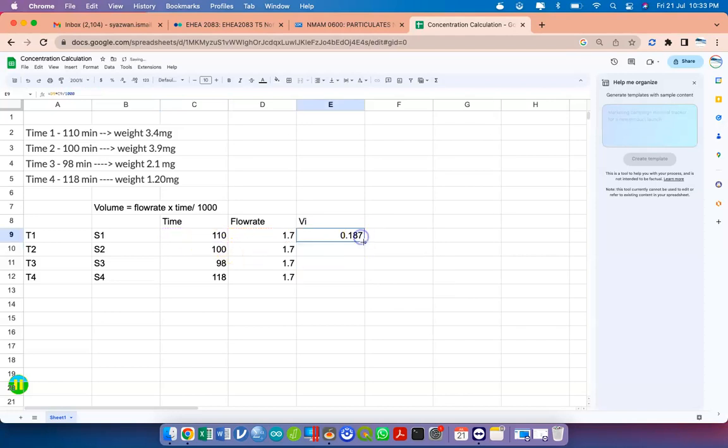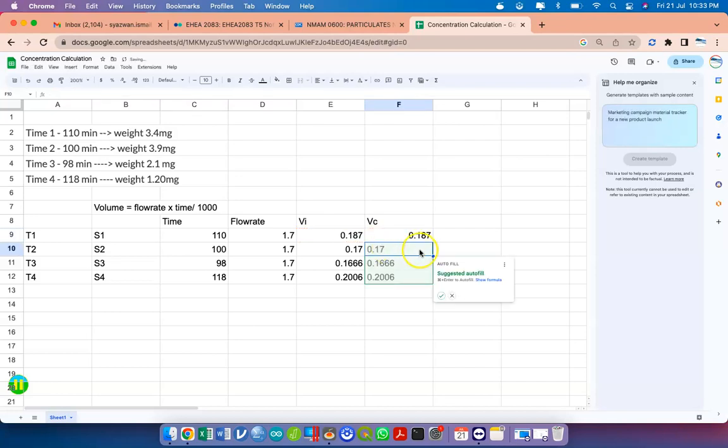So this is our calculated VI. And then we need to do the VC. VC is actually the VI times the adjusted STP, standard temperature and pressure. So as I mentioned to you before, it is 1 times 1. This is very crucial for you to do, so that you won't make any mistake. Before we calculate the concentration, we need the weight. The weights are as follows: 3.4, then 3.9, then 2.1, and the last but not least is 1.2.